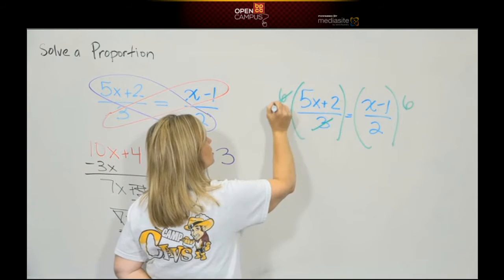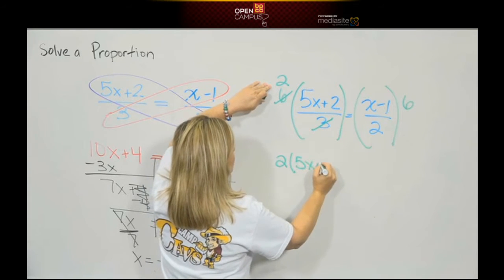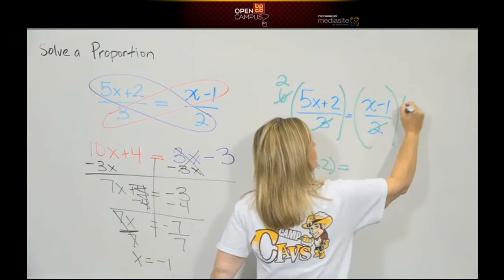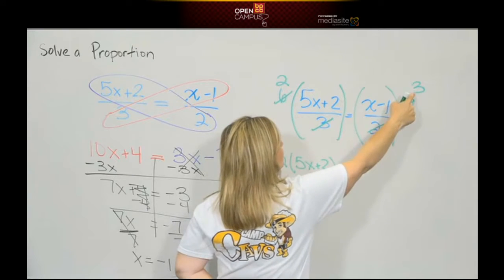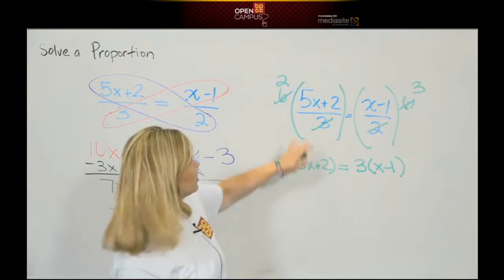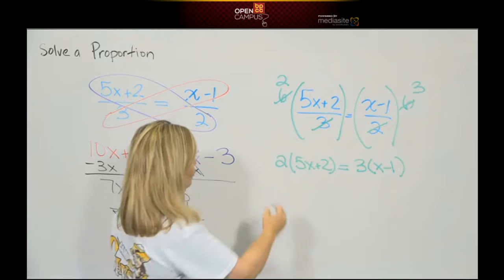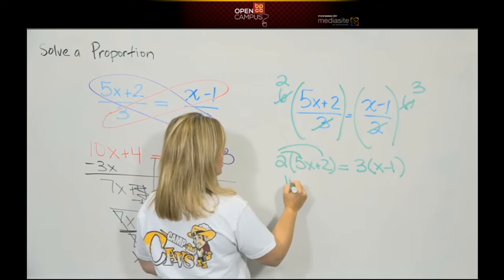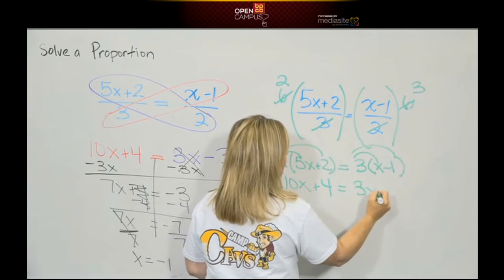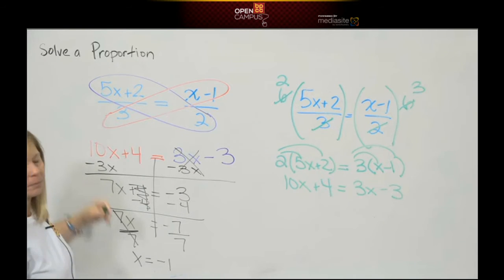So 3 goes into 6 twice, and that would leave me 2 times 5x plus 2 equals, 2 divides into 6 3 times, and that would leave me a 3 times x minus 1. So if you look, by using the LCD, we still got rid of the fractions. If we distribute now, everybody watch this, 10x plus 4 equals, we distribute 3x minus 3. So if you look, we're back to the same linear equation.